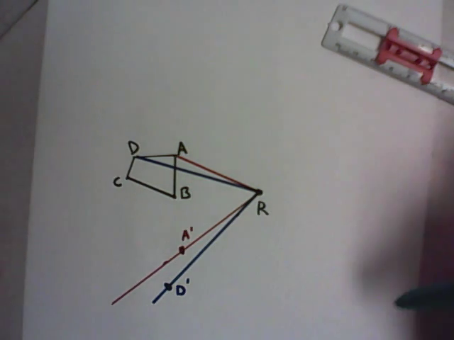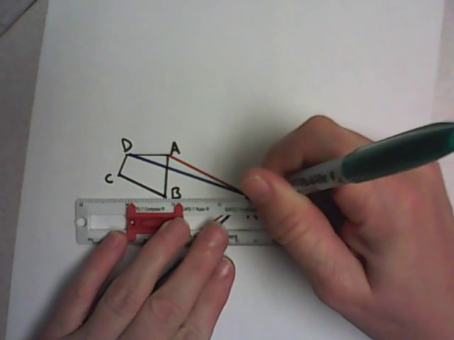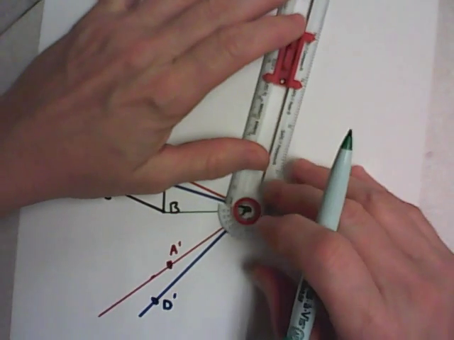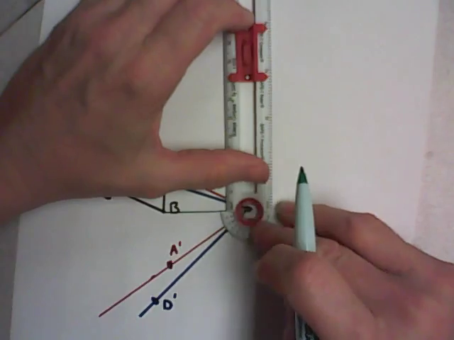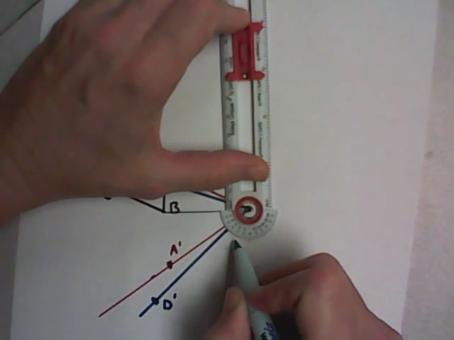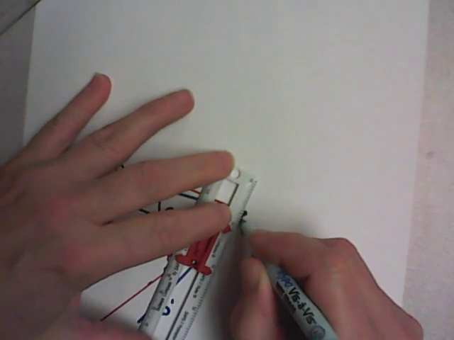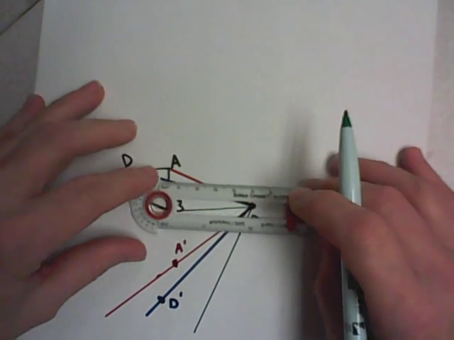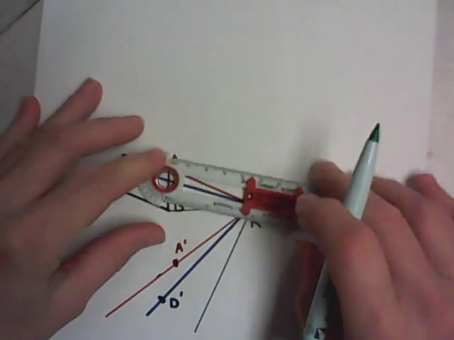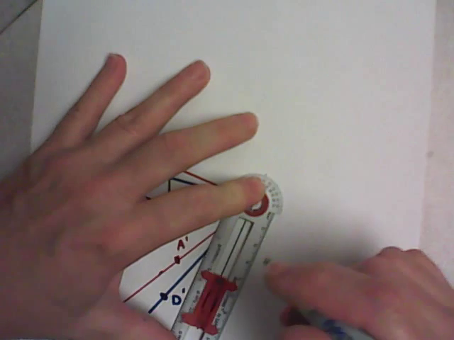Okay, I can do the same thing with B. So I draw a line from my point through B. Use my protractor, put my bullseye on the point. Put the edge on my line, measure 60 degrees, 60 is right there, make my segment come down, and then measure the distance from B to R, measure the distance from R out to B prime.